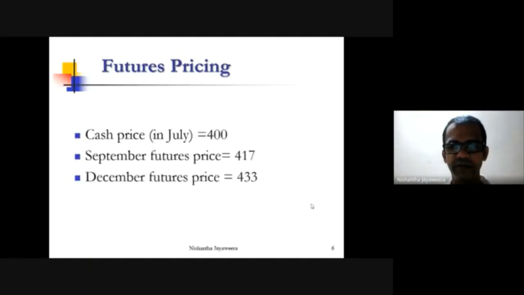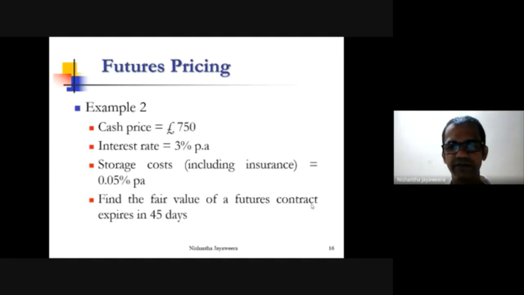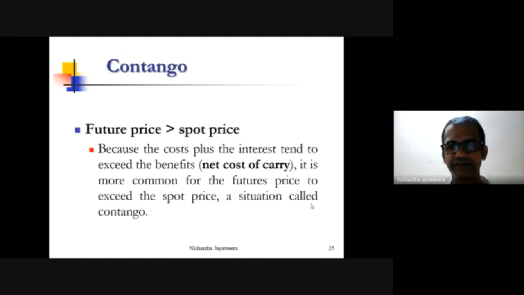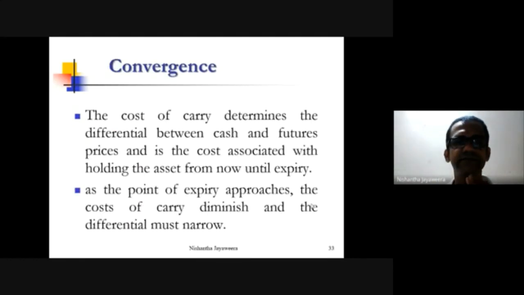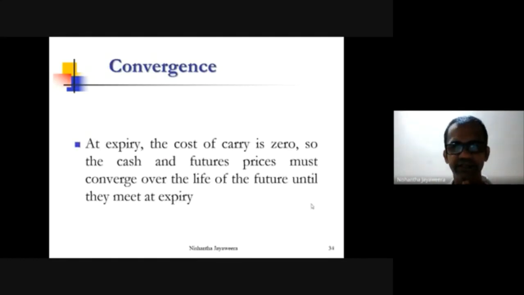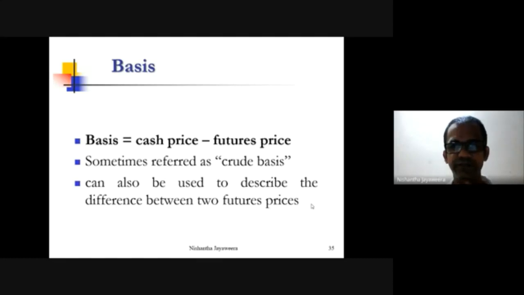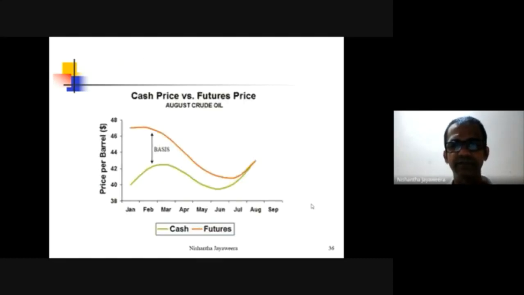So I hope you can remember all those things. How to calculate the futures price and what it means to be in a contango market, where the futures price is higher than the spot price. We talked about convergence. This is the basic definition of basis. And again, I asked you to think about what would happen as time goes on.